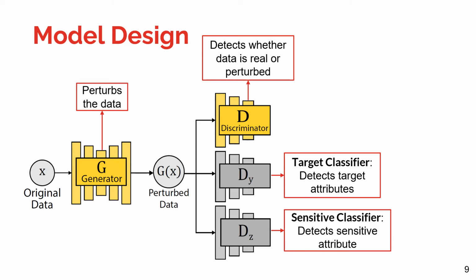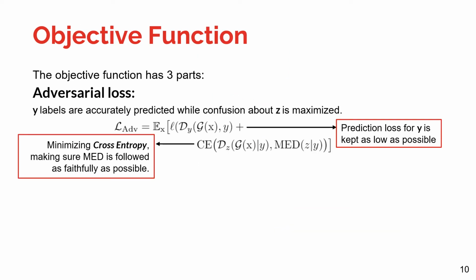As I mentioned earlier, there's going to be a generator G, which is in charge of creating perturbed data, and there's also going to be a discriminator D. On top of those two models that are present in the original GAN architecture, there are going to be 2 other models. One of them predicts the target labels, here called dy, and the other tries to predict sensitive labels, here called dz. The loss function is comprised of 3 parts.